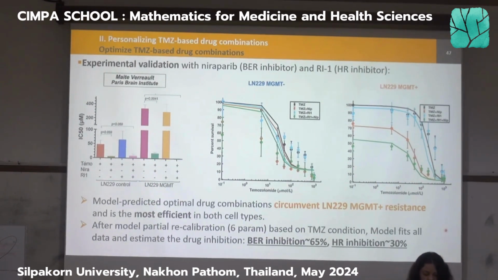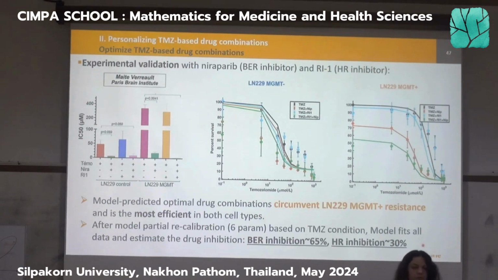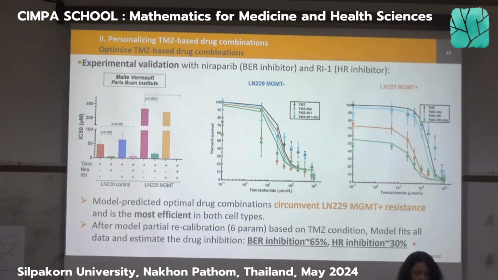And maybe just to give you, okay, I haven't been through the details, but basically we can estimate the inhibition. I'm sorry, here there is a mistake, so this is 50%. So with the model, basically we estimated that we had an inhibition of BER.